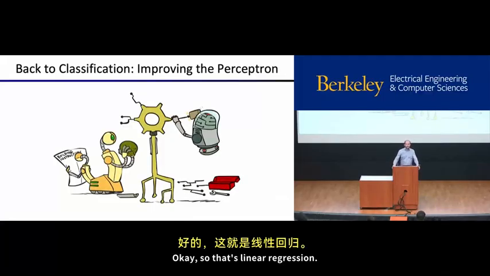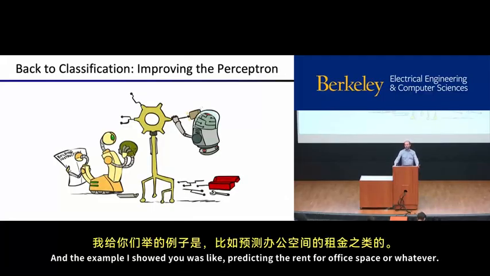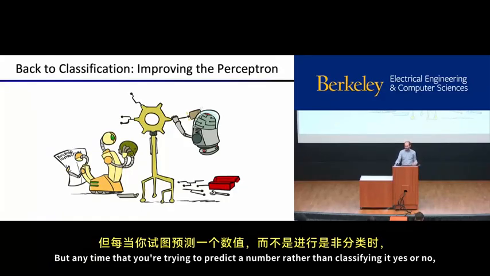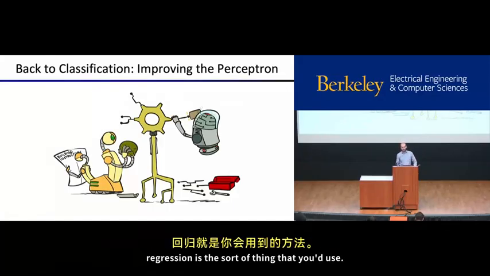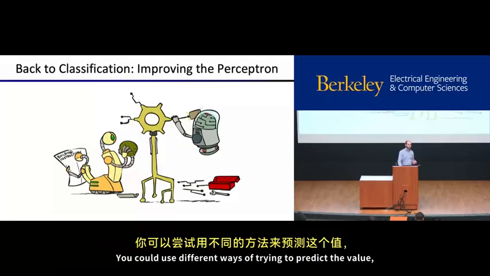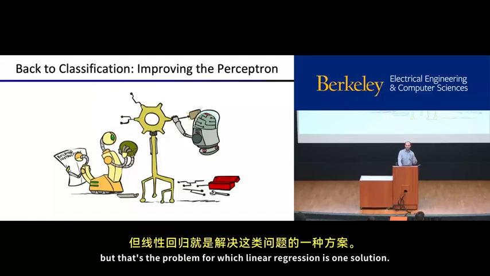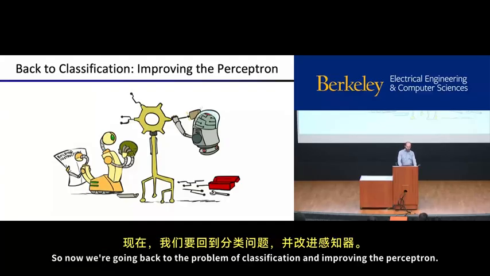Okay, so that's linear regression. And the example I showed you was like predicting the rent for office space or whatever. But any time that you're trying to predict a number rather than classifying it yes or no, regression is the sort of thing that you'd use. You could use different ways of trying to predict the value, but that's the problem for which linear regression is one solution. So now we're going back to the problem of classification and improving the perceptron.